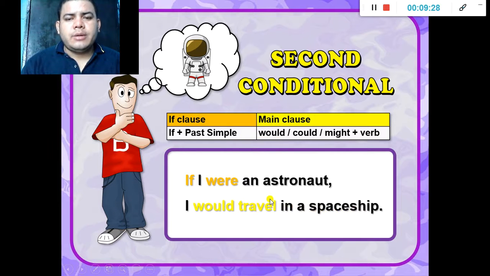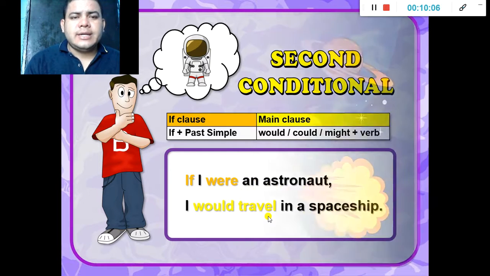Would plus the verb. Remember, the second thing that we have to remember over here is that we're going to use would in the second part. We can use could or might. There is no difference, okay, between the three things. So we're going to use would, and the verb is in simple present, as you can see here. So the only part that is going to be in simple past is the if clause or the condition. If I were, the verb in the first sentence is going to be in simple past. If I were an astronaut, I would travel in a spaceship. Si yo fuera un astronauta, viajaría en un cohete. So let's see another example.